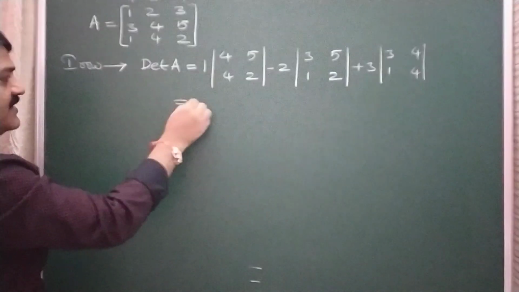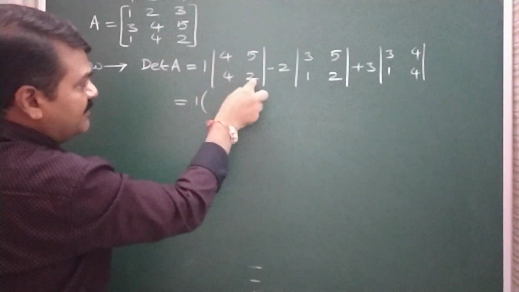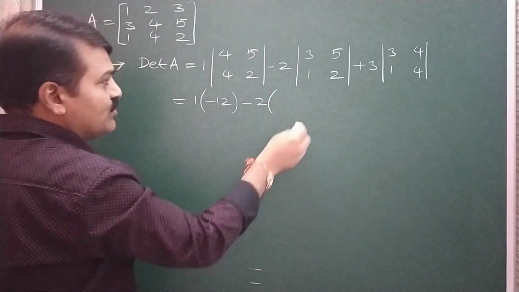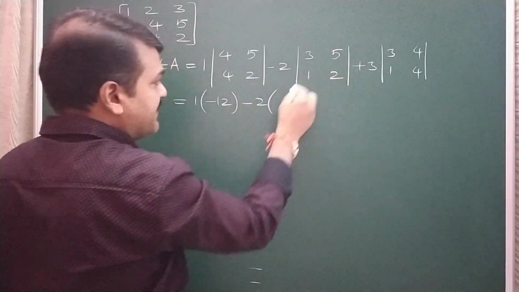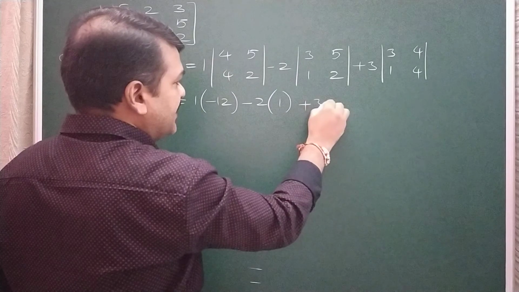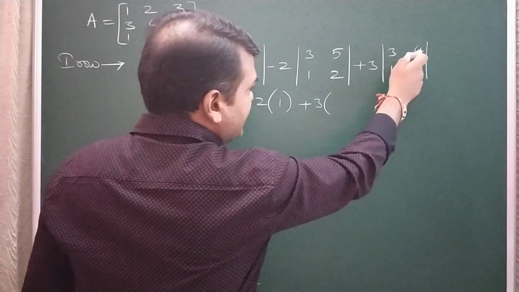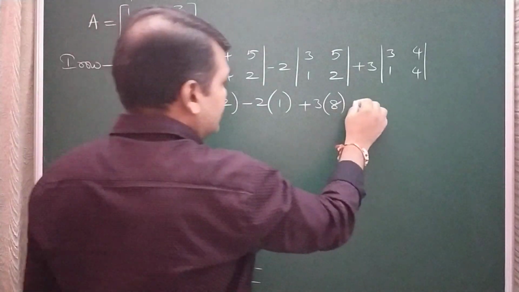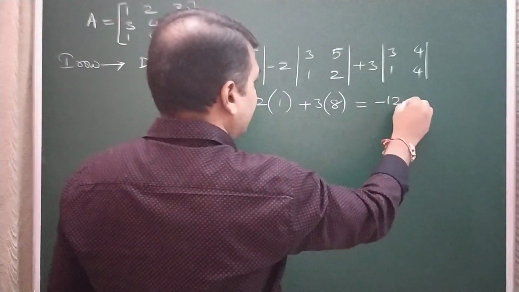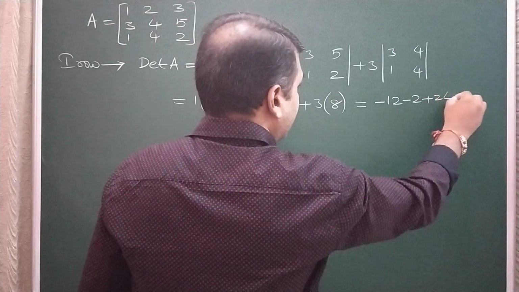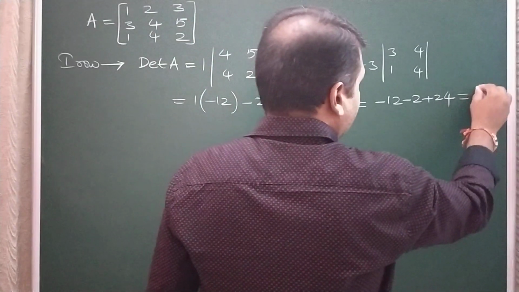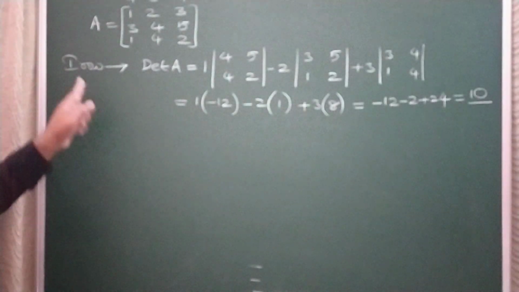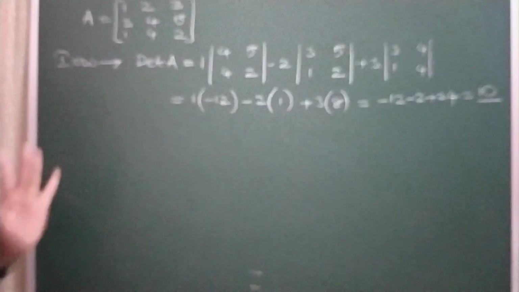Let me simplify. So 1 into 8 minus 20, so minus 12. Minus 2 into determinant 6 minus 5, 1. Plus 3 into determinant 12 minus 4, that means 8. So what I am getting here is minus 12 minus 2 plus 24. That means I am getting determinant as 10. Using the first row, I got determinant as 10.